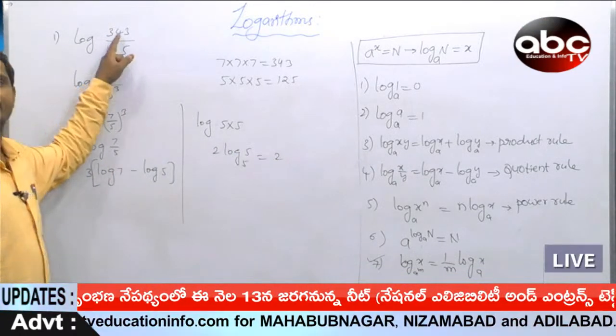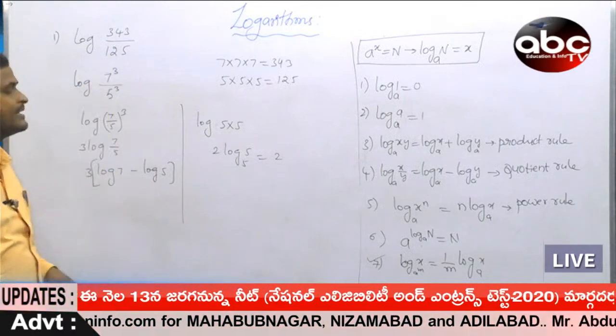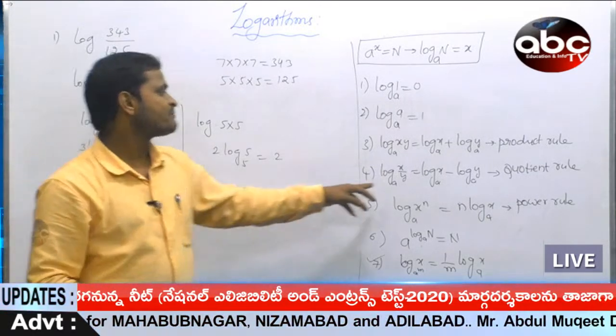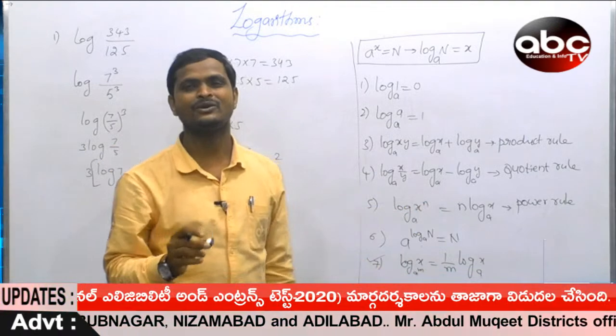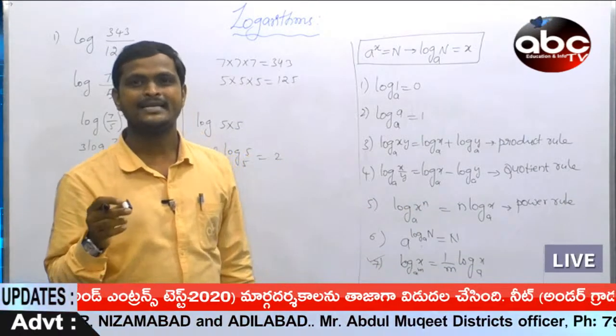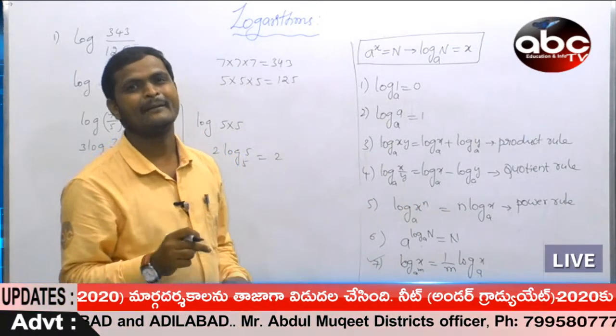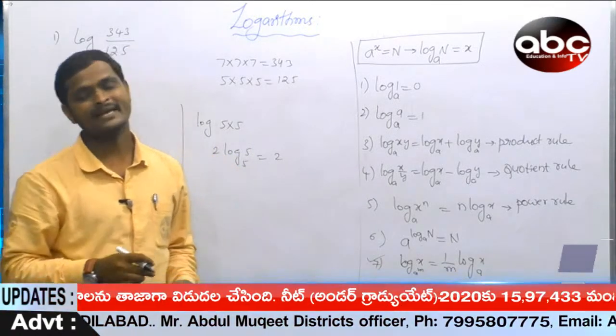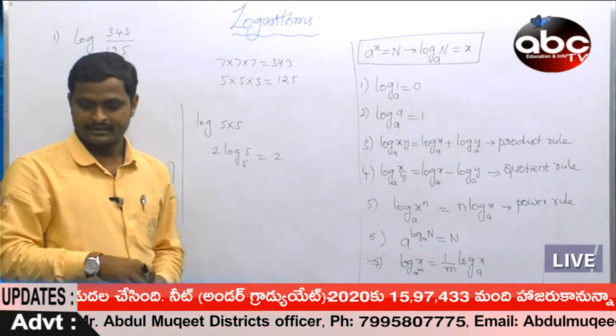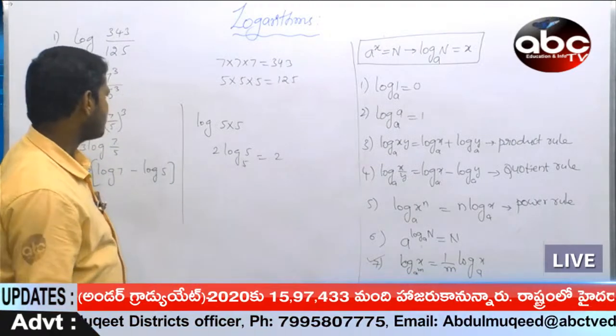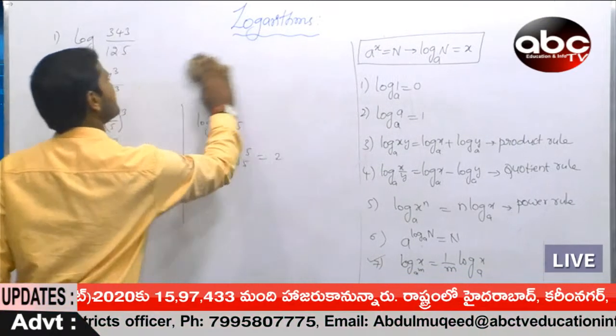Expand 343 divided by 125. Here we use which rule? Quotient rule. What is the quotient rule? Log x by y is equal to log x base a minus log y base a. Okay student? Then next one, just one more important problem.